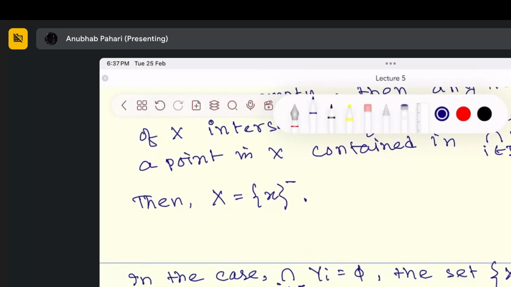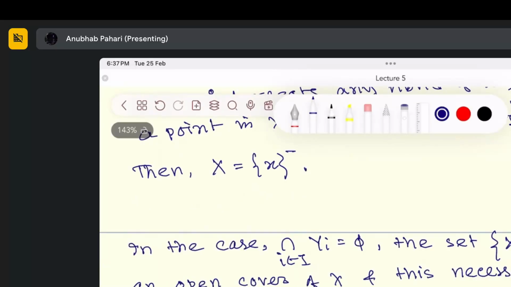This yields a presentation of X as a finite union of irreducible and closed maximal subspecies.